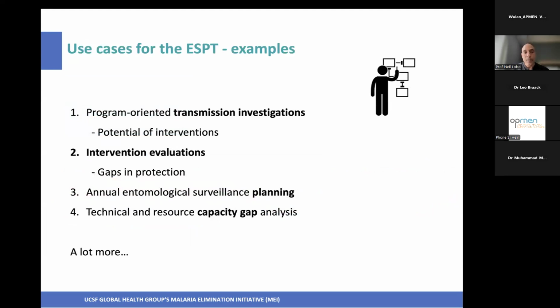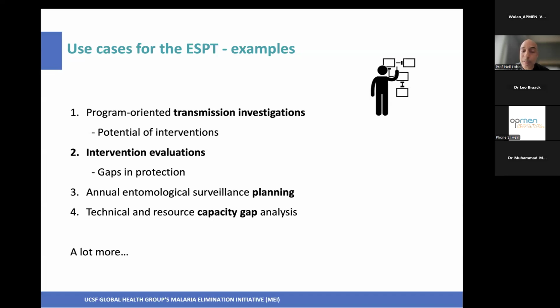right? And as I mentioned at the beginning, even though the ESPT was made for programs and is program oriented, you can use it for multiple things, right? You can look at the potential of interventions. You can use it to evaluate interventions. You can understand your gaps in protection, where your residual malaria is coming from. You can use it to optimize your interventions. You can use it for planning.